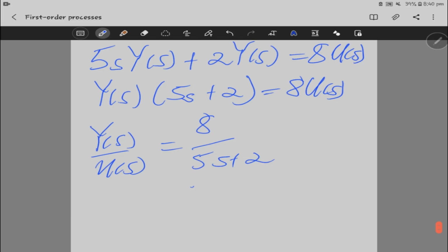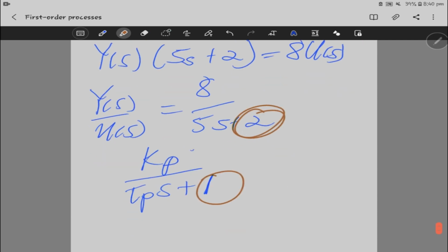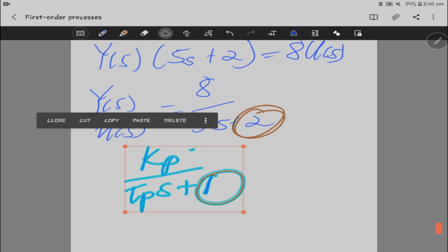When it comes to first order differential equation lag, first order lag processes, the transfer function is of this form, where we have the gain, and then we have the time constant times s plus 1. This one here is very important. So that will mean that we have to make sure this here is 1, right? So in order for us to do that, let's see.